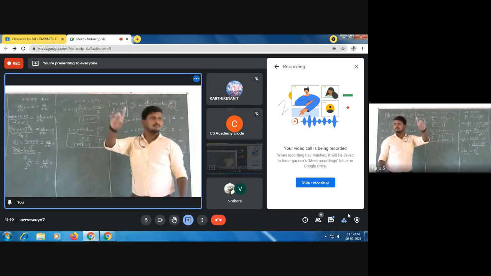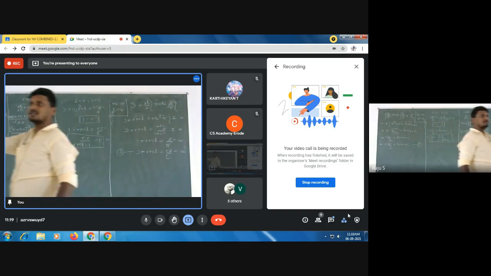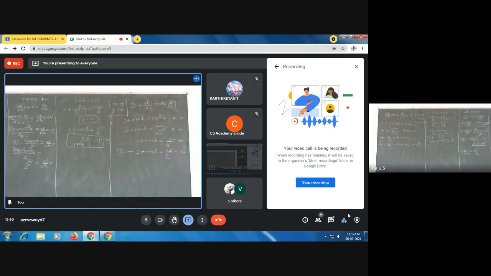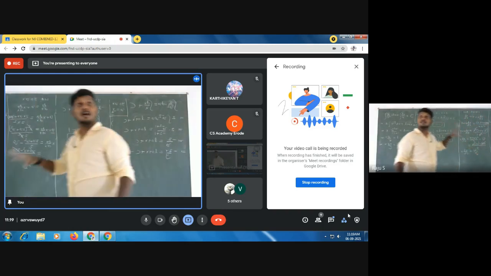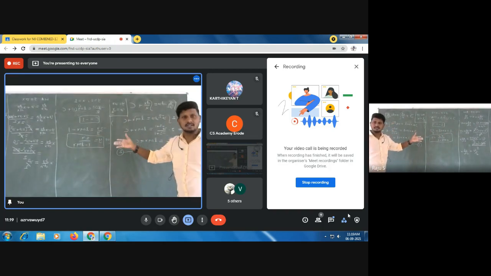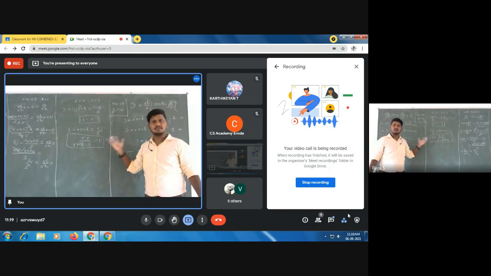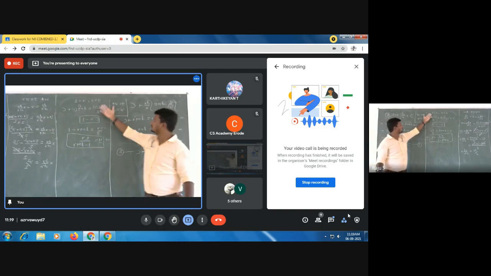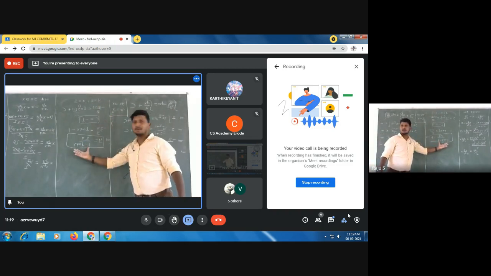Simple. First step, change it to standard form. Second step, substitution. Third step, variable separable integration. In every question we'll do this. At last, substitute the initial condition, the x value and y value. I substituted here, and we'll get the particular solution.